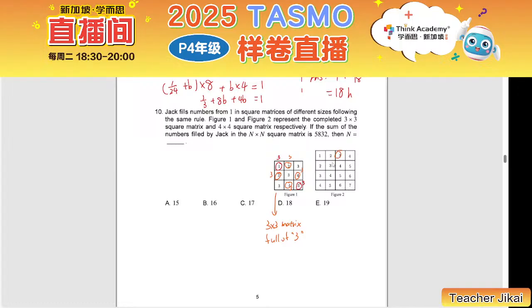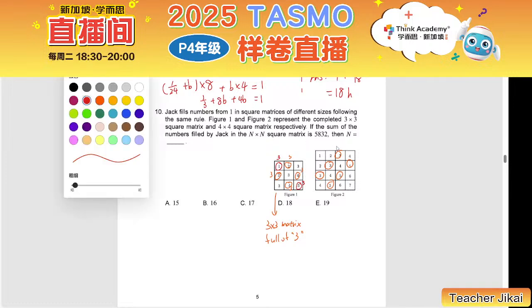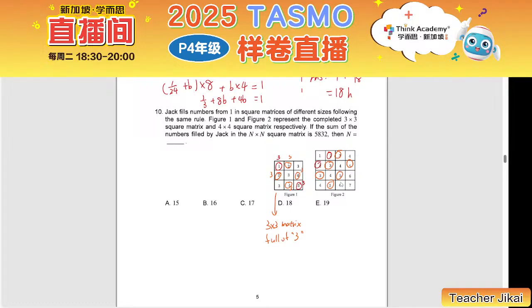How about the next? We pair 3, 3, 3 with 5, 5, 5, and you get 4, 4, 4. And if you pair 2 and 6, you can also get 4 and 4. How about 1 and 7? You pair them up together, and also you can get 4 and 4. So it is a 4 times 4 matrix, 4 of 4 here.